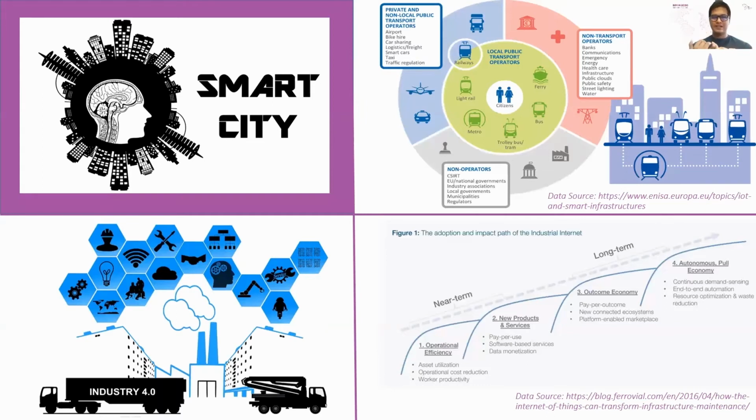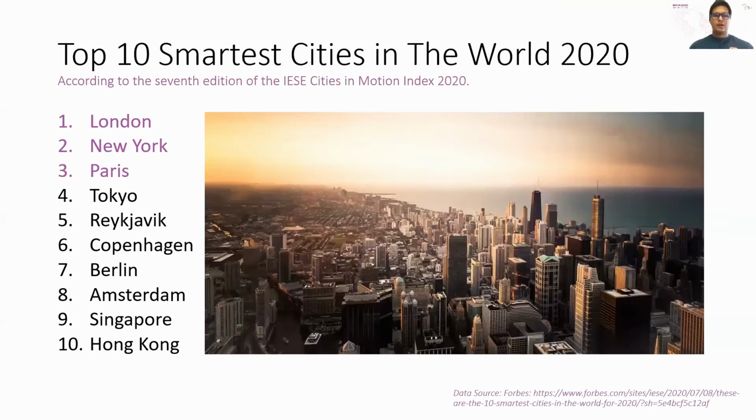Of course, you can read many theses, reports, white papers, research, articles, blogs, all on this smart city topic, and it helps you to understand that much better. Now, looking at the top 10 smart cities in the world for 2020. This is according to a list that I found on Forbes. It's the 7th edition of the IESE Cities in Motion Index for 2020. And as you can see, London, New York, and Paris have been ranked the top 3 of all of them.